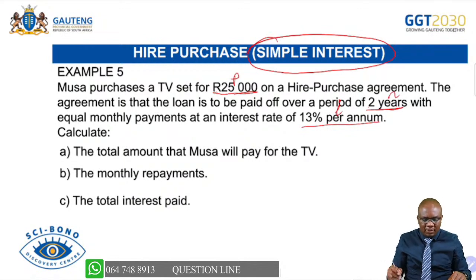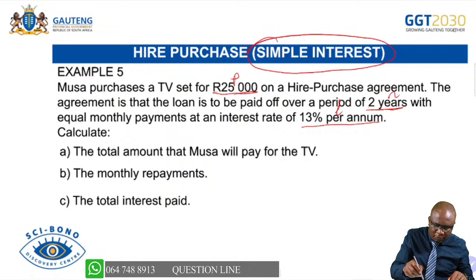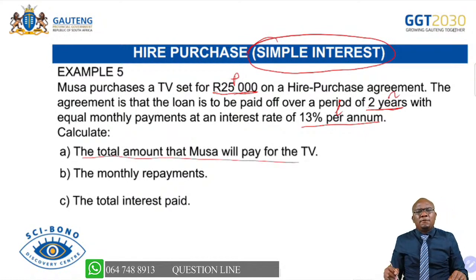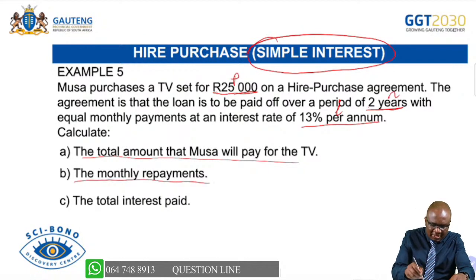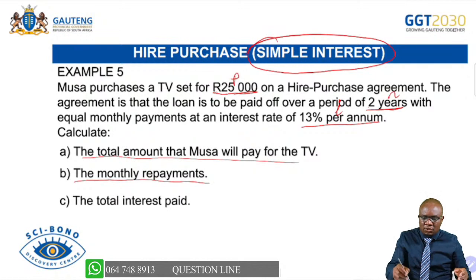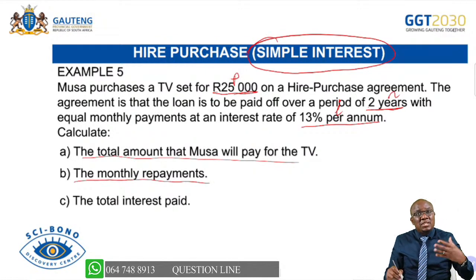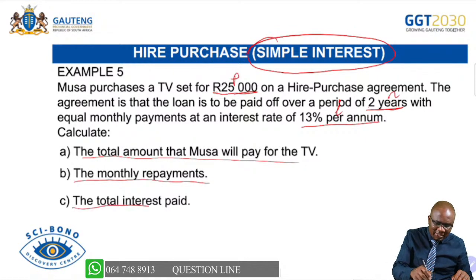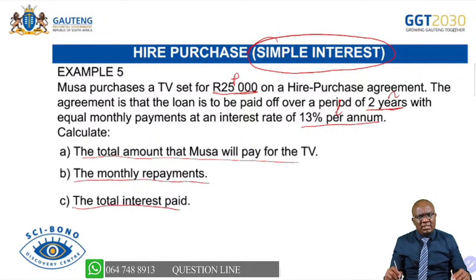What are we looking for? The total amount that Musa will pay for the TV. We're looking for A. Then the monthly repayments. We divide that amount by 24, because 2 years times 12 is 24. And then we'll find the total interest paid. Is it better now? Do you see that when you read something for the first time, you have a rough idea? You read it for the second time, now you understand it. So do that even in the examination.